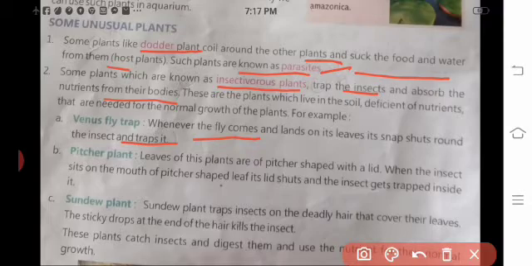Okay, pitcher plant. What is a pitcher plant? The leaves of these plants are pitcher shaped, with a lid. The insect sits on the mouth of the pitcher shaped leaf, and the lid shuts.